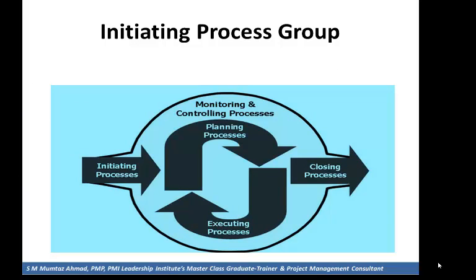Initiating process group is one of the 5 process groups. Initiation facilitates the formal authorization to start a new project or phase. In this module, we will discuss initiation and develop project charter.